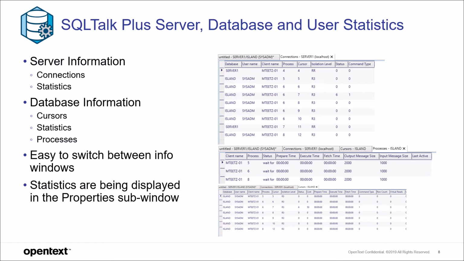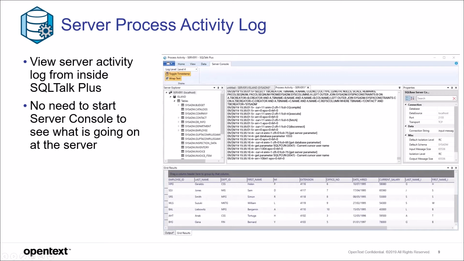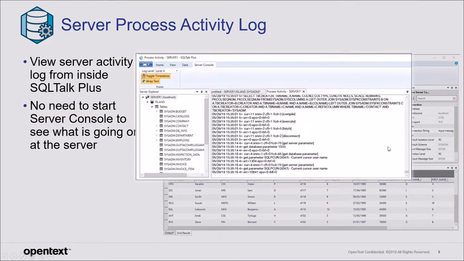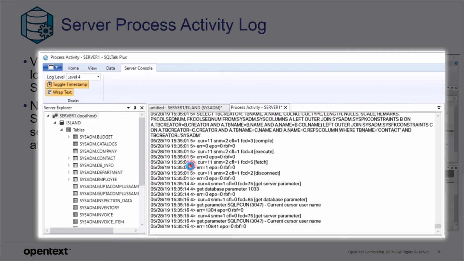And the statistics are being displayed in a new properties grid window. You can now see the server process activity log right from within SQLTalk Plus, so you don't need to open the server console anymore to observe what is going on at the server. You see that in the middle screen here, where you see all the things that are being executed at the server.